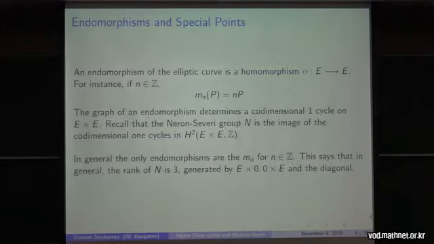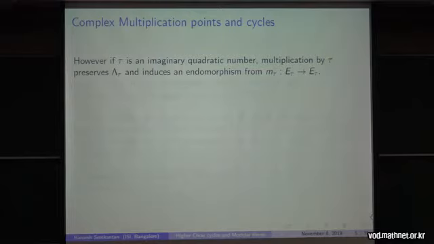Okay? But under certain circumstances, there are some additional endomorphisms. So if tau, recall tau is an element of the upper half space, is also an imaginary quadratic number, that means it satisfies an equation of degree 2 over Q, right? Then multiplication by tau preserves lambda tau, because you take a plus b tau, maybe I'll write it down. Suppose you have an a plus b tau, and I multiply by tau.